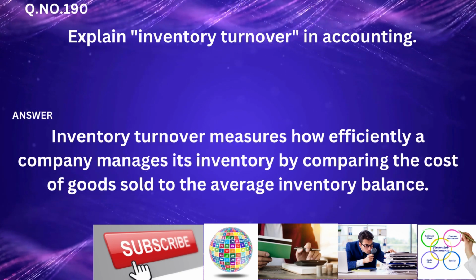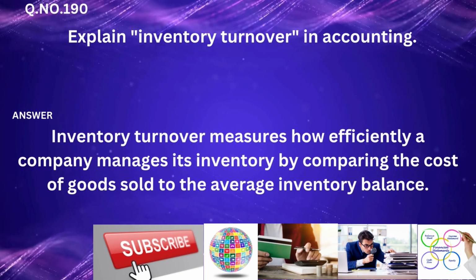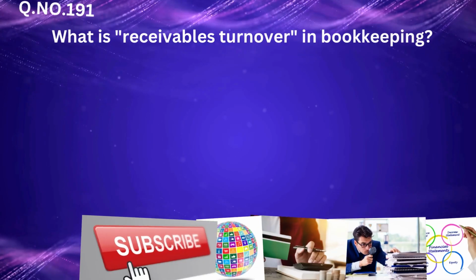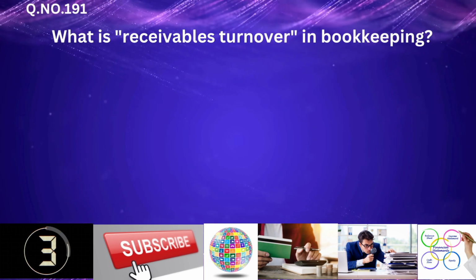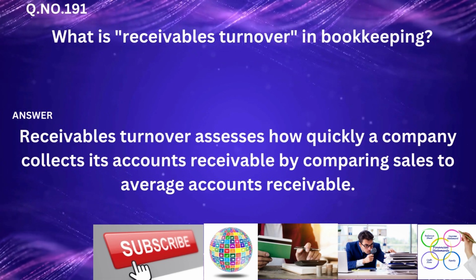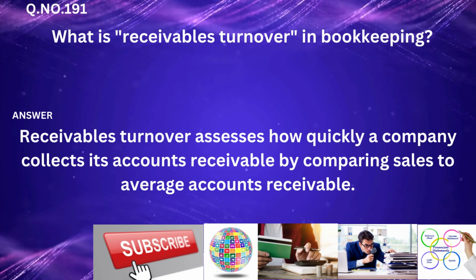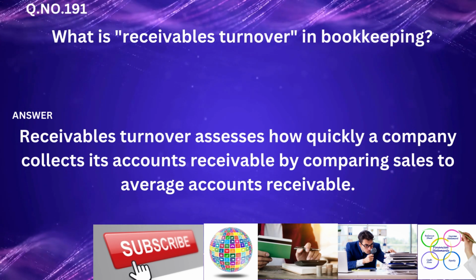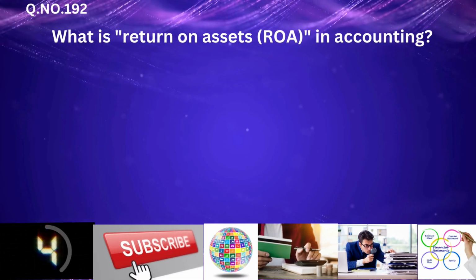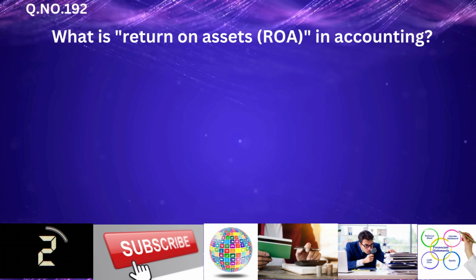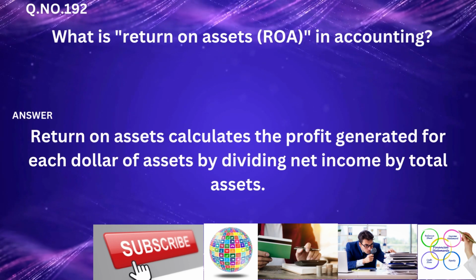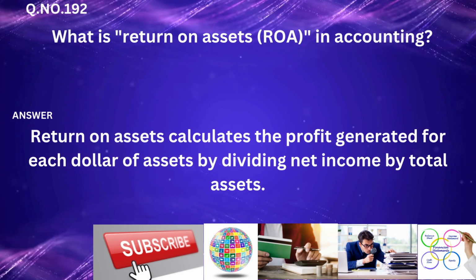Question 192. What is return on assets (ROA) in accounting? Answer: return on assets calculates the profit generated for each dollar of assets by dividing net income by total assets. Question 193. Define return on equity (ROE) in bookkeeping. Answer: return on equity measures a company's ability to generate profits for shareholders by dividing net income by total equity.